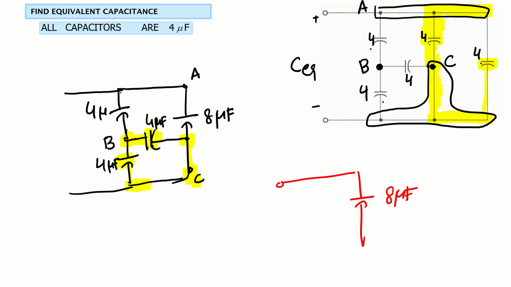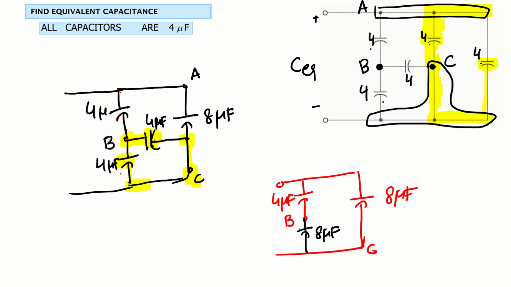Between A and B, I have this 4. Now between B and C, these two, 4 and 4, become 8, and that will be connected between B and C. Like this is point C. So between B and C we have another capacitor that will become 8 microfarad.